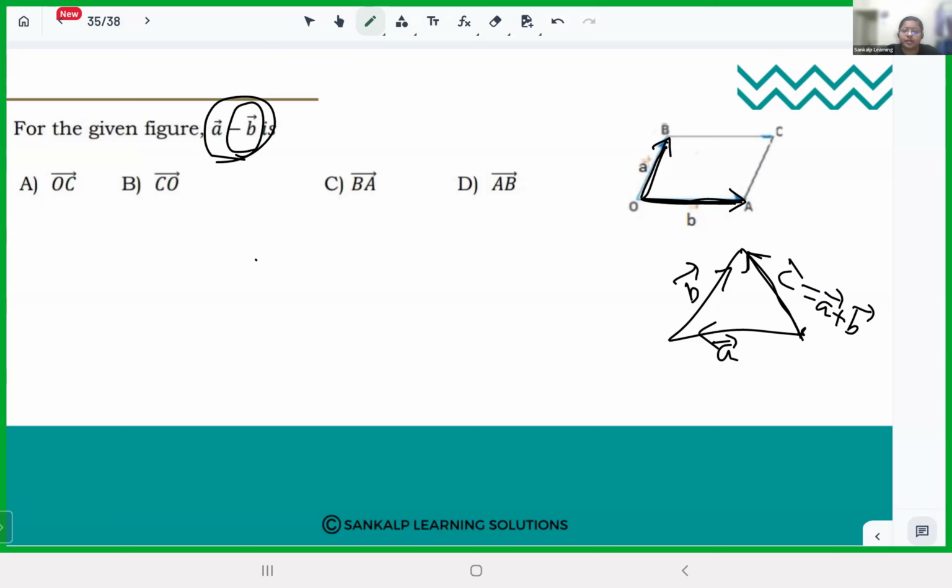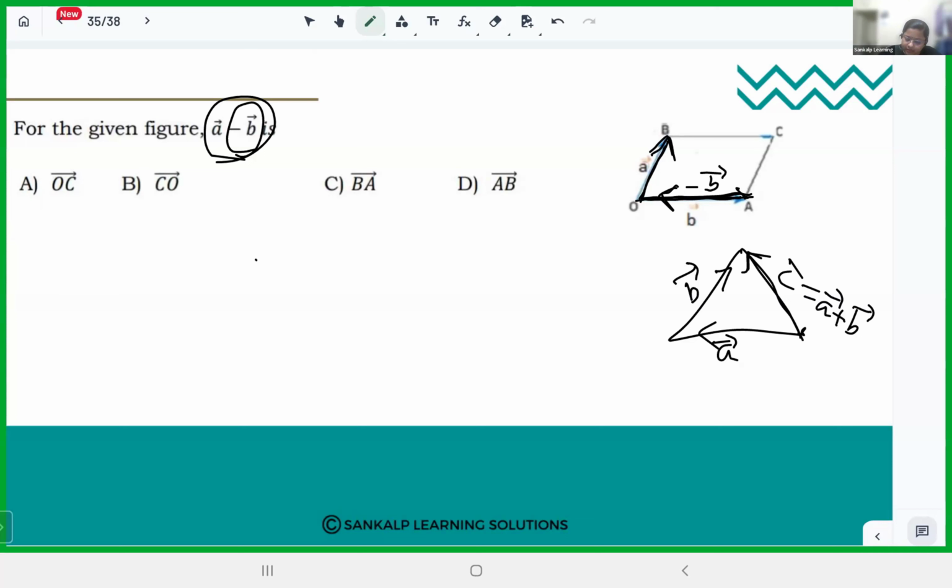What do you mean by negative of a vector? The direction of the vector changes. The direction of vector B changes. So this is vector A, and the direction of vector B will be like this. So you can rewrite this as minus B, right? If I give the direction like this, it will become minus B and then plus A. Now we can apply triangle law of vector addition.